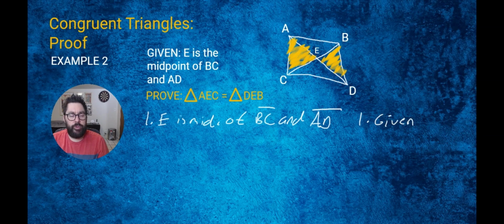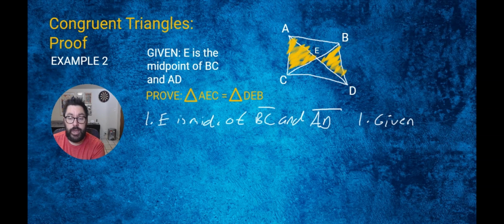I don't think this proof would be doable. Maybe it is, but I don't think it's doable unless you're given that piece of information. Now, like I said in the last example, you want to mark this on your diagram. So let me switch colors here. And let's start. So E is the midpoint of segment BC.